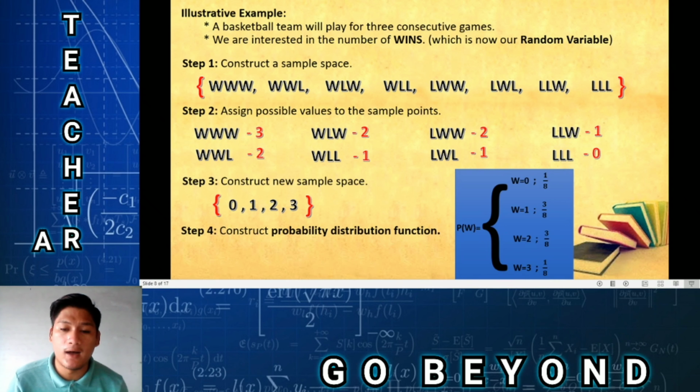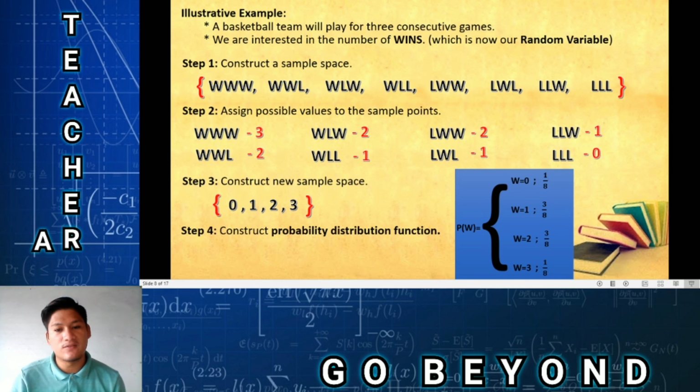As well as for the 2 wins. In 2 wins, how many sample points? How many results are having 2 wins? We have the win-win-lose. We have the win-lose-win. And we also have the lose-win-win. So how many sample points contain 2 wins? So we have 3. So meaning 3 over 8. 3 over 8, bakit? Kasi we have 8 total possible outcomes. 3 because there are 3 results in the sample space having two wins.